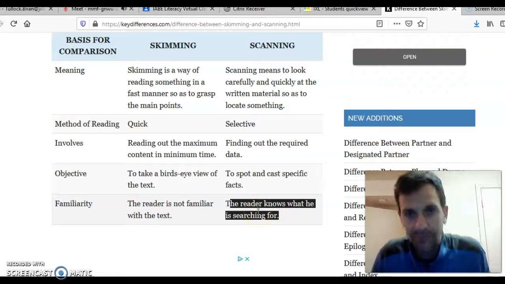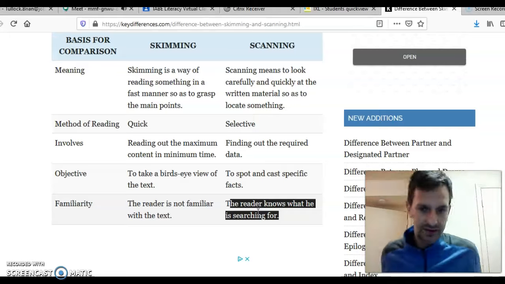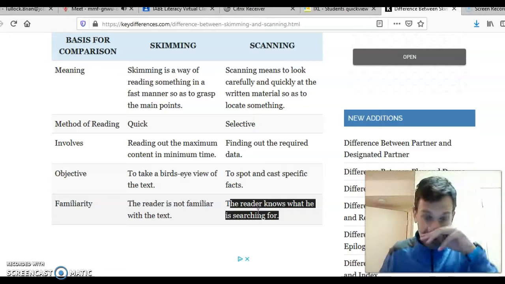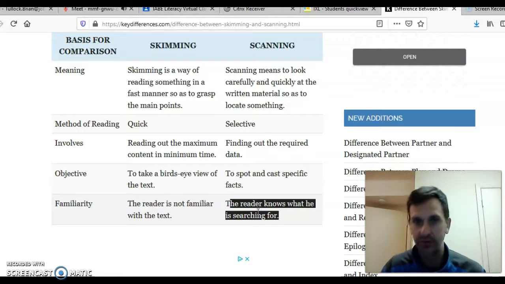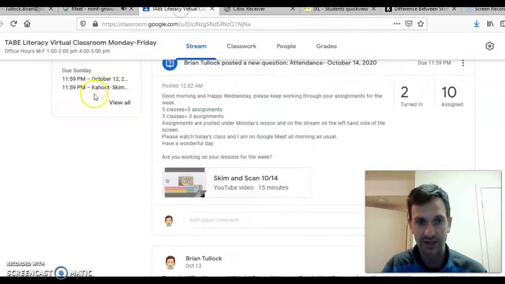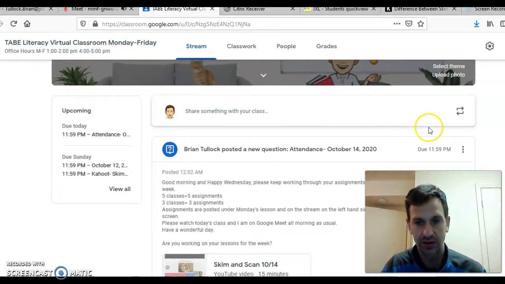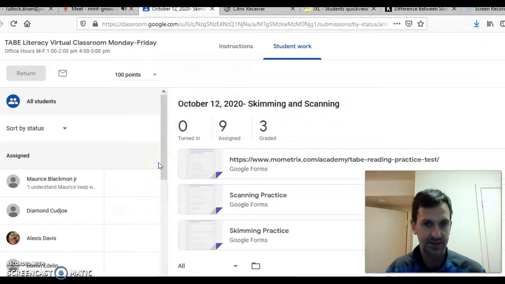Alright, so now the question becomes, we're going over all this information on skimming and scanning. We need to know when we would use it on our tape test. So for this lesson, we're going to jump into our tape practice test.